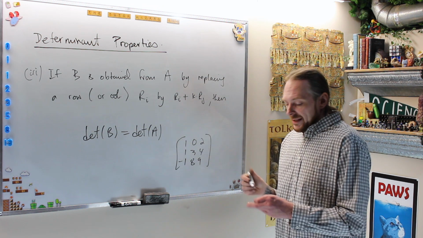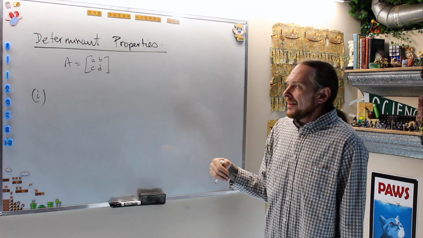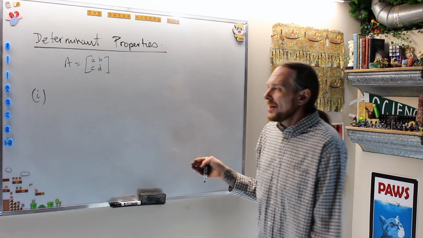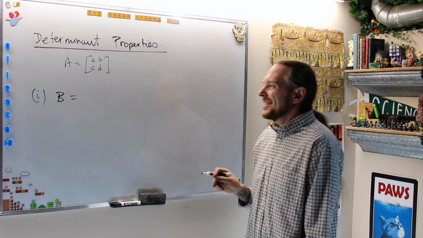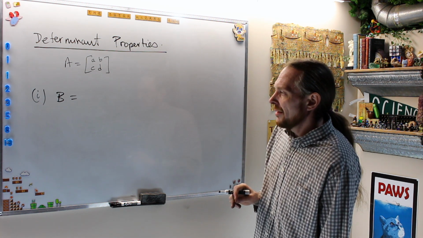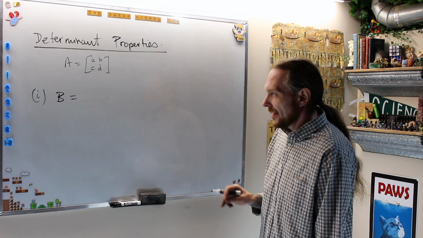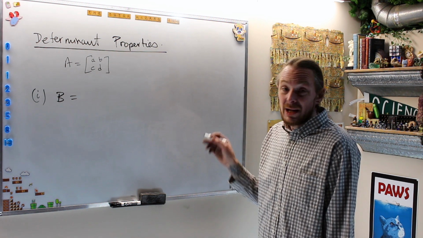Let's prove these in the 2 by 2 case. If A is [A, B; C, D] in the 2 by 2 case, then what does property 1 say? B is obtained from A by multiplying a single row or a single column by a constant.